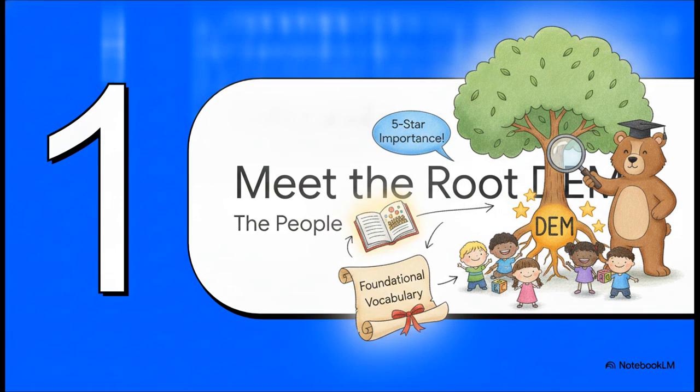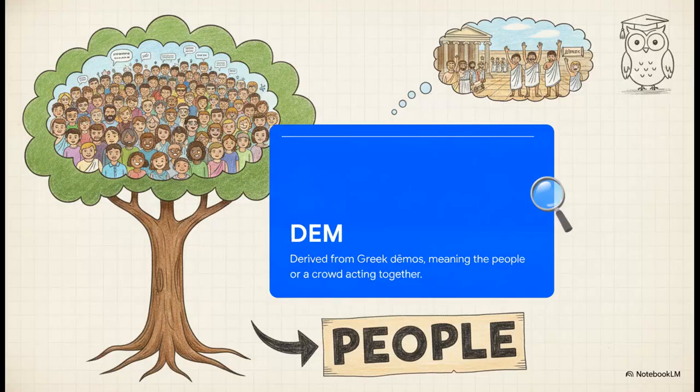All right, Section 1. Meet the root DEM, which means the people. This is our very first tool for today. If I had to rank the importance of roots to learn, this one gets a solid 5 out of 5 stars. It's totally essential. Okay, here's your golden rule, the foundational formula. DEM always equals people, pronounced DEM. It connects to groups of people or populations acting together.